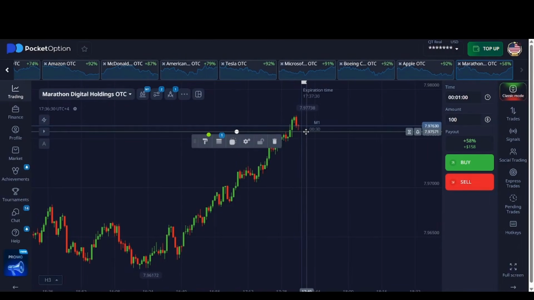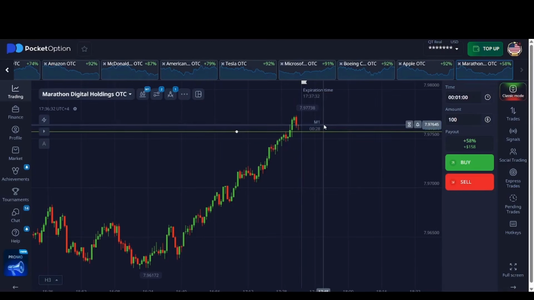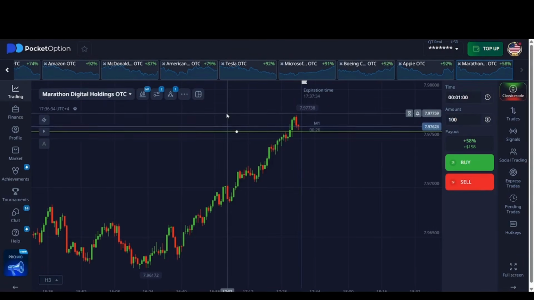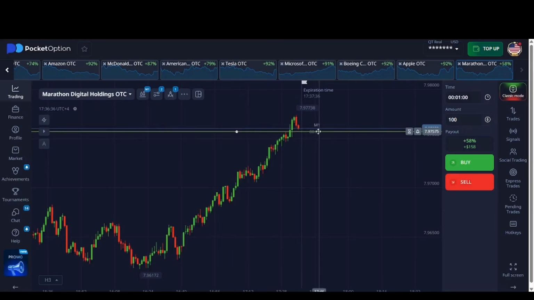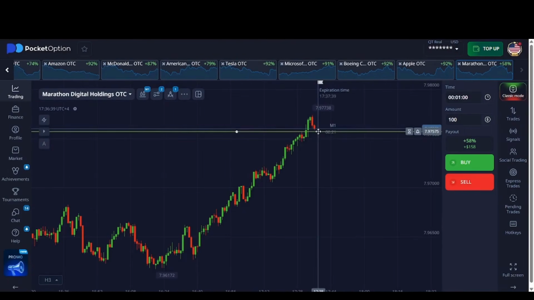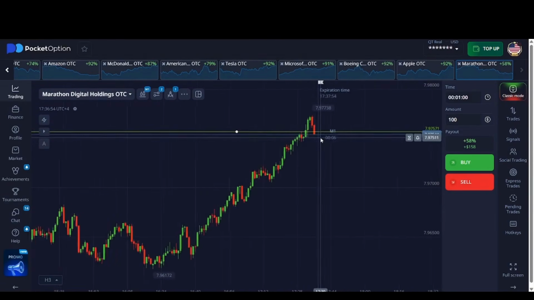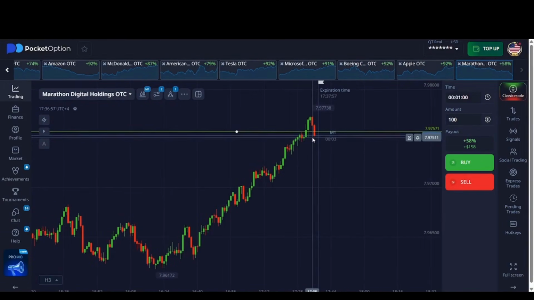Okay, if the current candle closes as a red candle above the level, then we can proceed for an upside move. If it breaks the level, then we can avoid the trade. Let's see. Okay, it is trying to break the level, so we will avoid this type of trade. Okay, there is no trade available for a continuation setup.